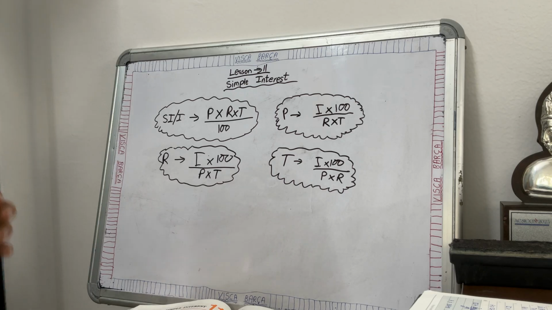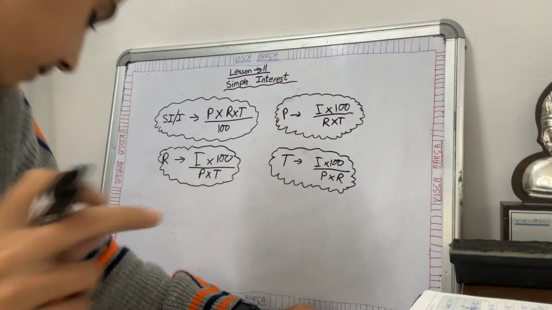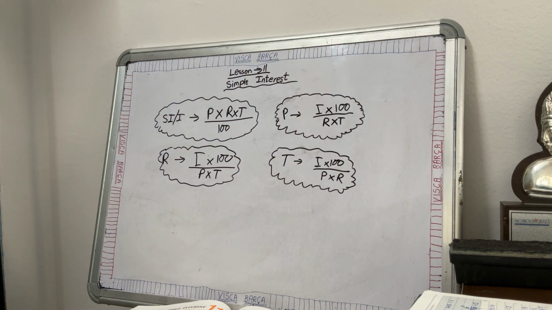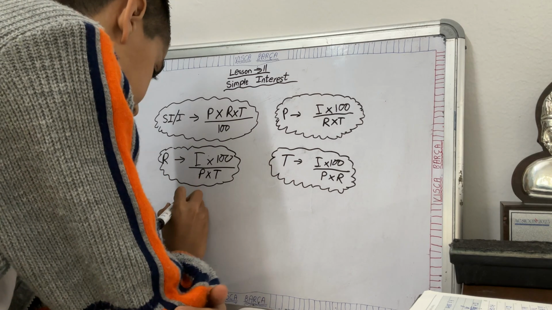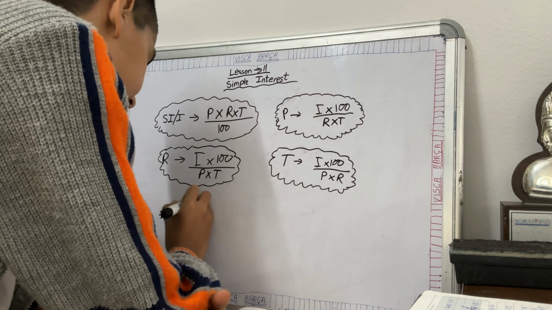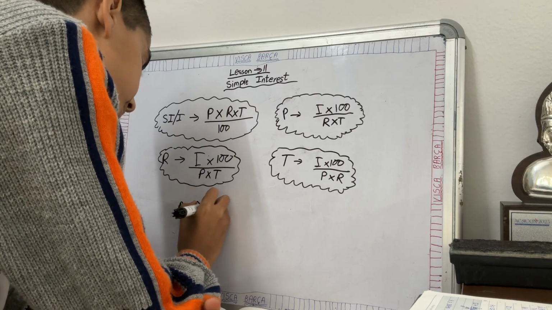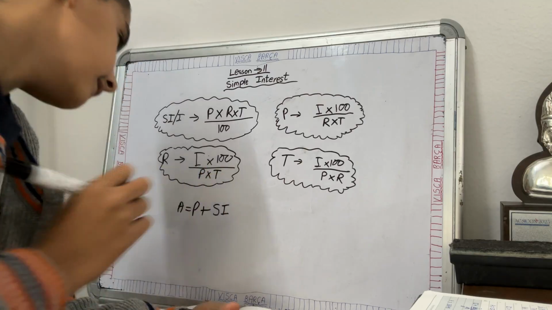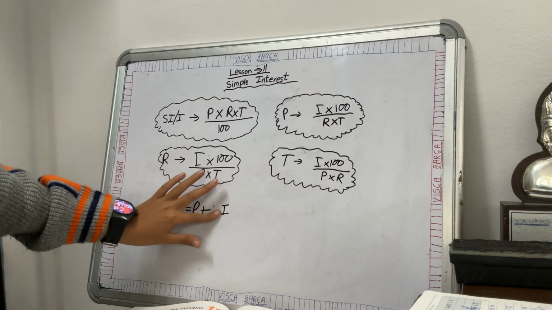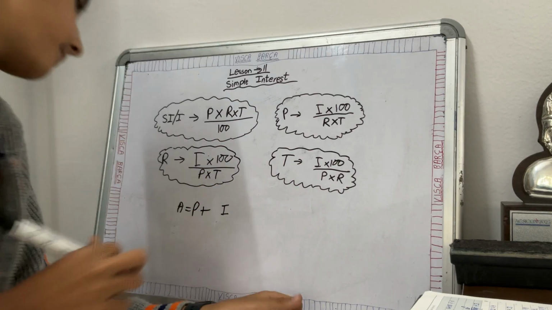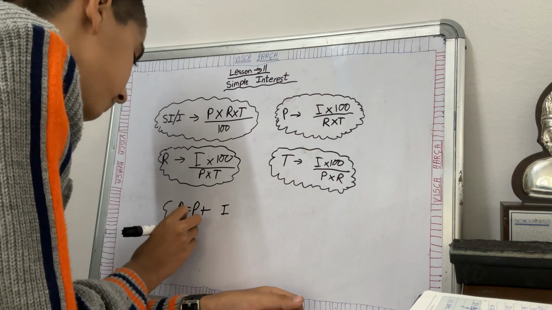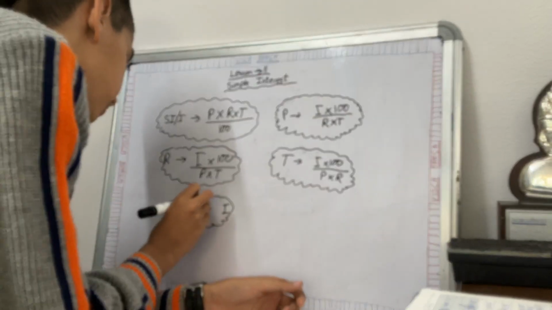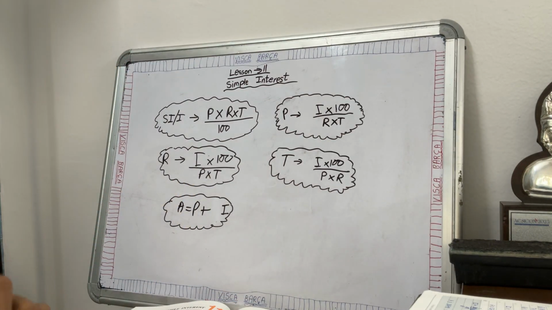Amount. It is the sum of principal and interest on it. So A is equal to principal plus SI. I have written I everywhere. Then A is equal to P plus I. Just simple. Now I'll define all the terms for you.